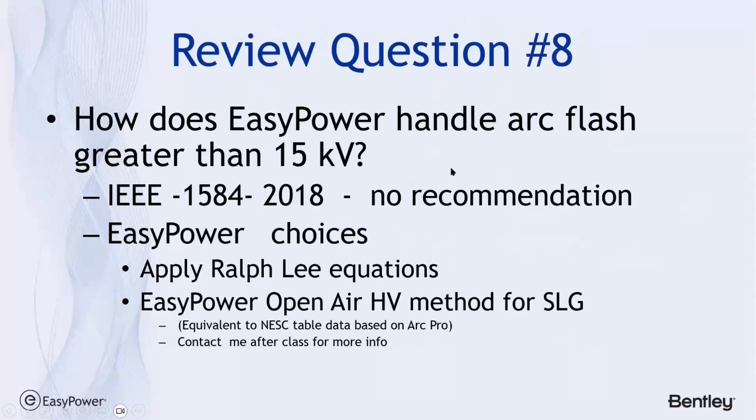Okay, how does EasyPower handle arc flash greater than 15,000 volts? In the new standard, there's no recommendation for anything beyond the scope of 1584-2018. However, EasyPower gives us two choices. For three-phase faults above 15 kV, we have the option of applying Ralph Lee methods, or if they're open air buses, EasyPower will apply a single line to ground methodology that's equivalent to the NESI table lookup for data based on ArcPro. So if you have questions about that, contact me or look at the website.